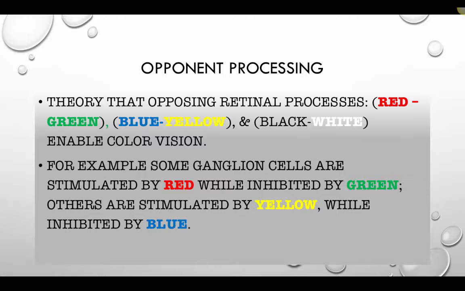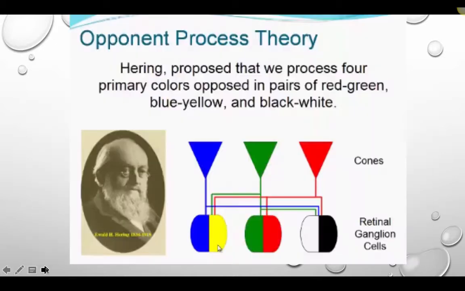You have to know these pairs: red, green, blue, yellow, black, and white. Now, the opponent processing theory proposed by Hering, this is a diagram that helps you visualize it. Remember, these are the cones: red, long wavelengths, green, medium wavelengths, and blue, short wavelengths, and how they feed into the ganglion cells. Now, this is a blue-yellow pair.